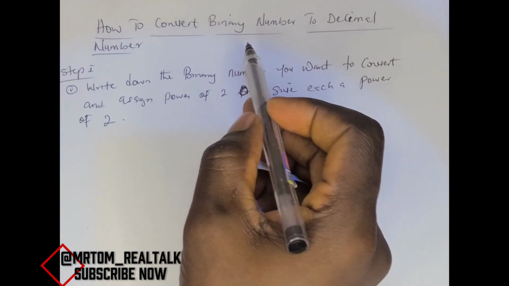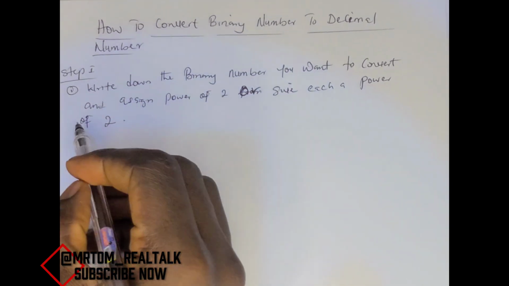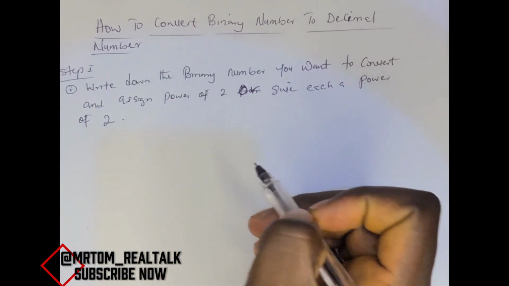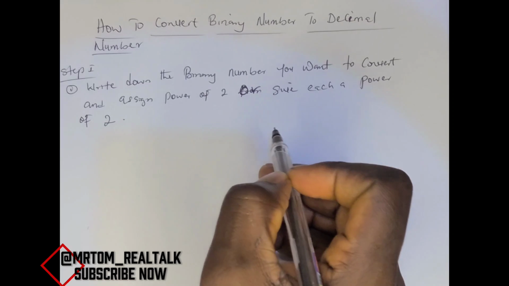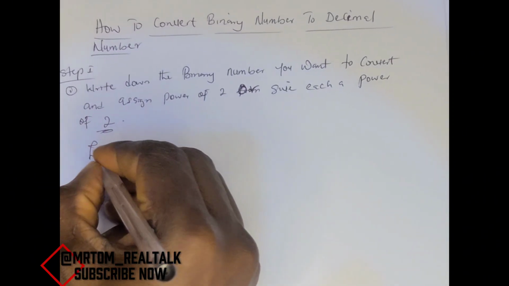How to convert binary numbers to decimal numbers. Step one is to write down the binary number you want to convert and give each digit a power of 2. Let's take a simple example.